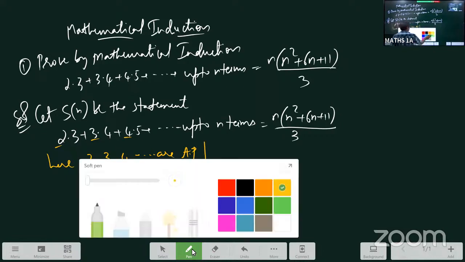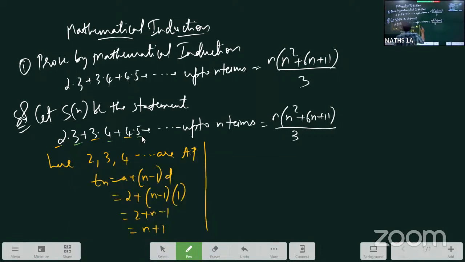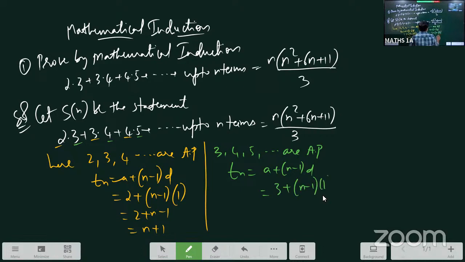Now next, the second terms of the products. Is it clear? The second terms are 3, 4, 5. So 3, 4, 5 are in AP, that is Tn is a plus n minus 1 into d. They are in arithmetic progression. That is 3 plus n minus 1 into, again the common difference is 1 only. So therefore your nth term, what you got? n plus 1 into n plus 2.